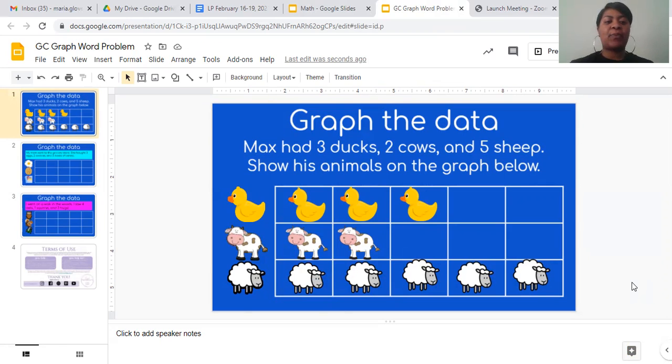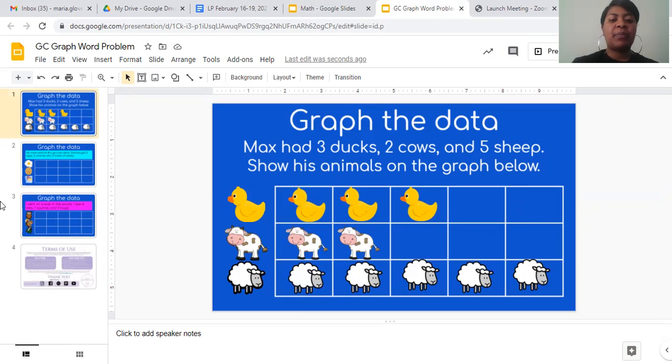So, for example, which animal has the most? The sheep. Very good. And we can see because they have filled up all of the boxes on our graph. Which animal has the least amount? Okay, so that would be the cow. So he has the least amount of cows.